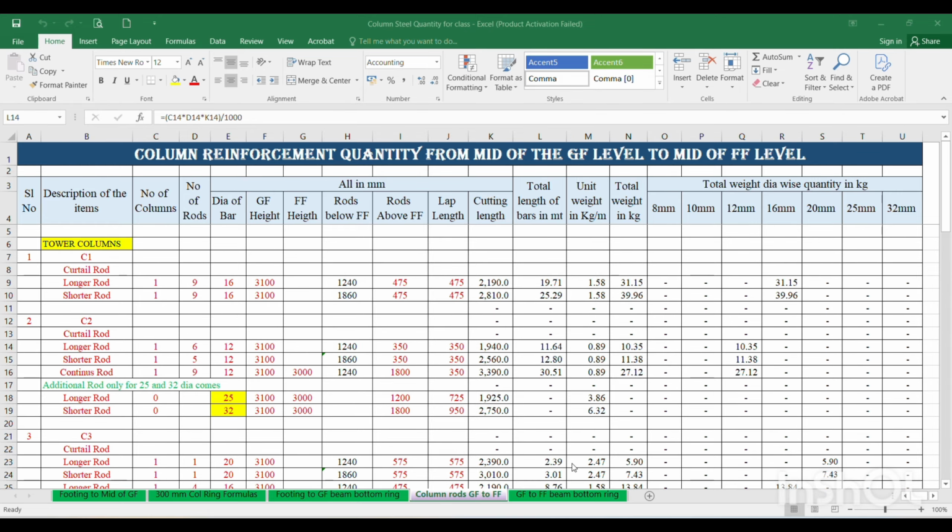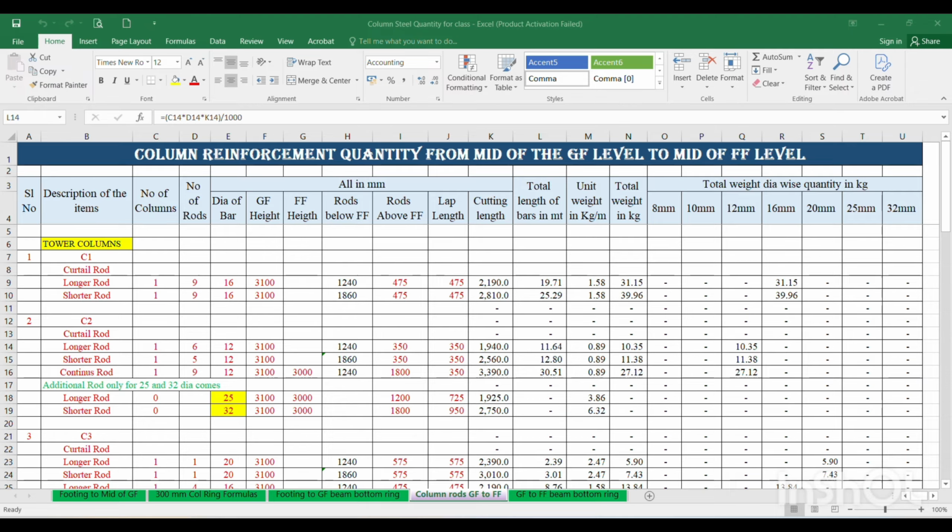In this video, today we are going to learn how to calculate the column main reinforcement from the first floor level to mid of the second floor level. Here few rods will go from mid of the first floor level to mid of the second floor level, and few rods will go from first floor level to mid of the second floor level. How, I will explain to you.